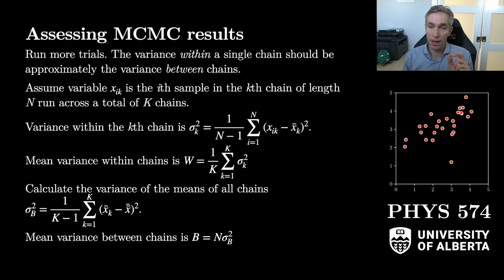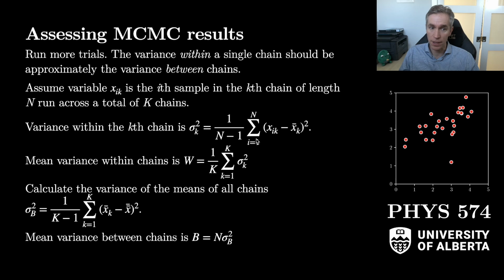So each of these x_ik is just for one sample here. In this case, n was 1,000 for our previous run, and then k was 10 separate chains. Remember, we have to run twice, so maybe we'd get 20 chains or something like that. Okay, so the variance: we calculate the variance within the kth chain.